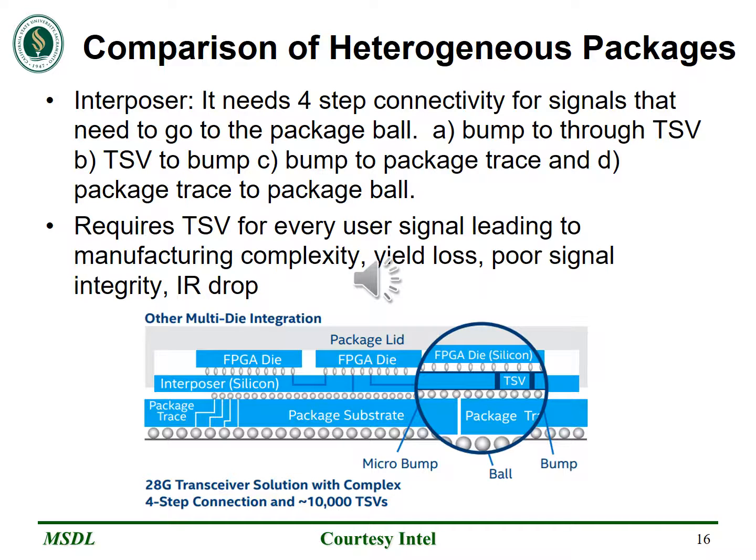The interposer is a four-step connective process. Here we can observe how it is connected from bump to through-silicon via (TSV), TSV to bump, bump to the package traces, which are the thin lines, and also the package traces to the package balls. Whereas MBIB is a two-step process, this is a four-step connective process. Here the interposer requires a TSV for every user signal, leading to manufacturing complexity, yield loss, poor signal integrity, and IR drop.